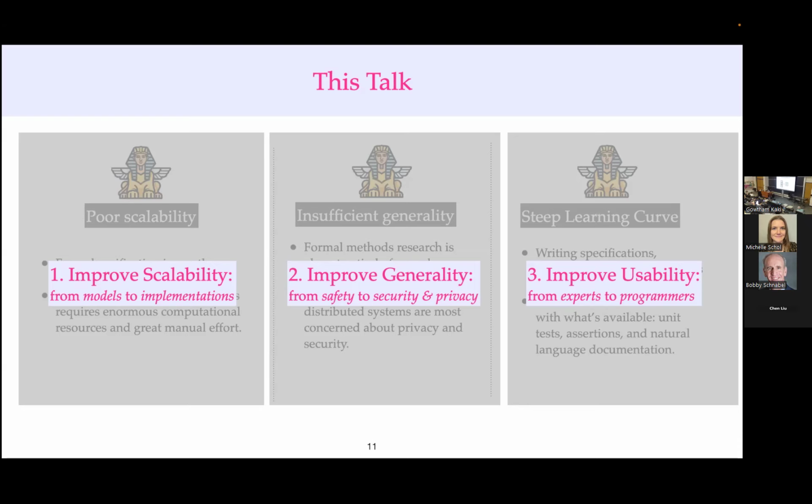Number 3 is improving usability of formal verification so that not just the experts or people who have PhDs in formal methods, but also the programmers can actually use these things in practice. Right? So these are the 3 broad strands of research that guide my research. I'm going to focus on these 3 aspects.